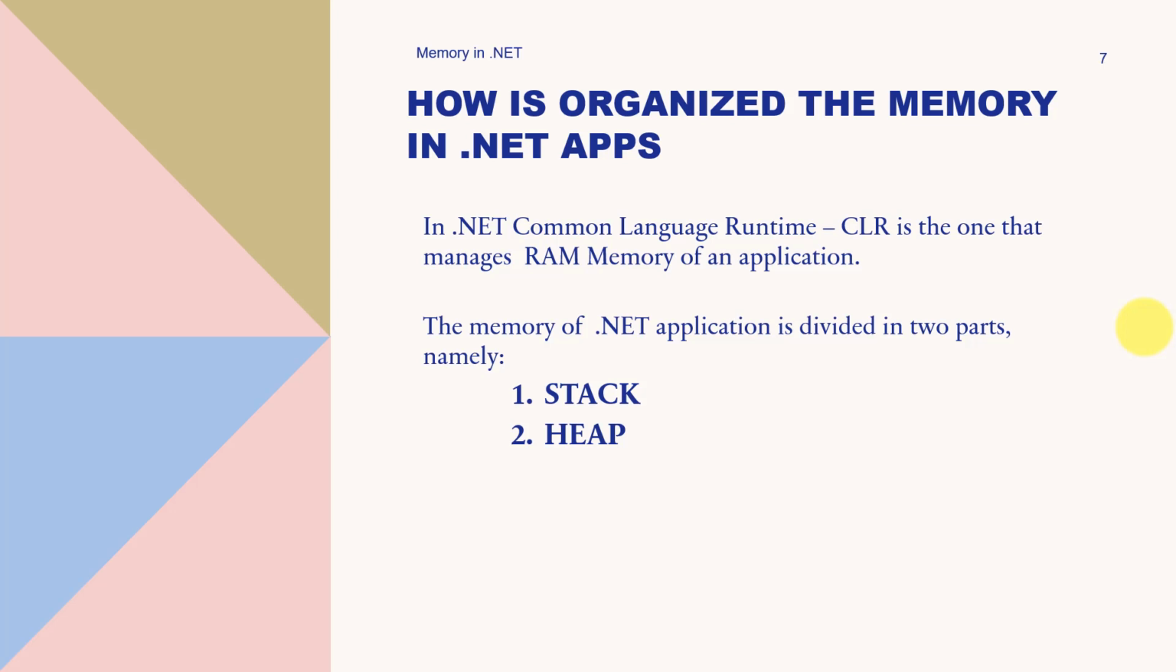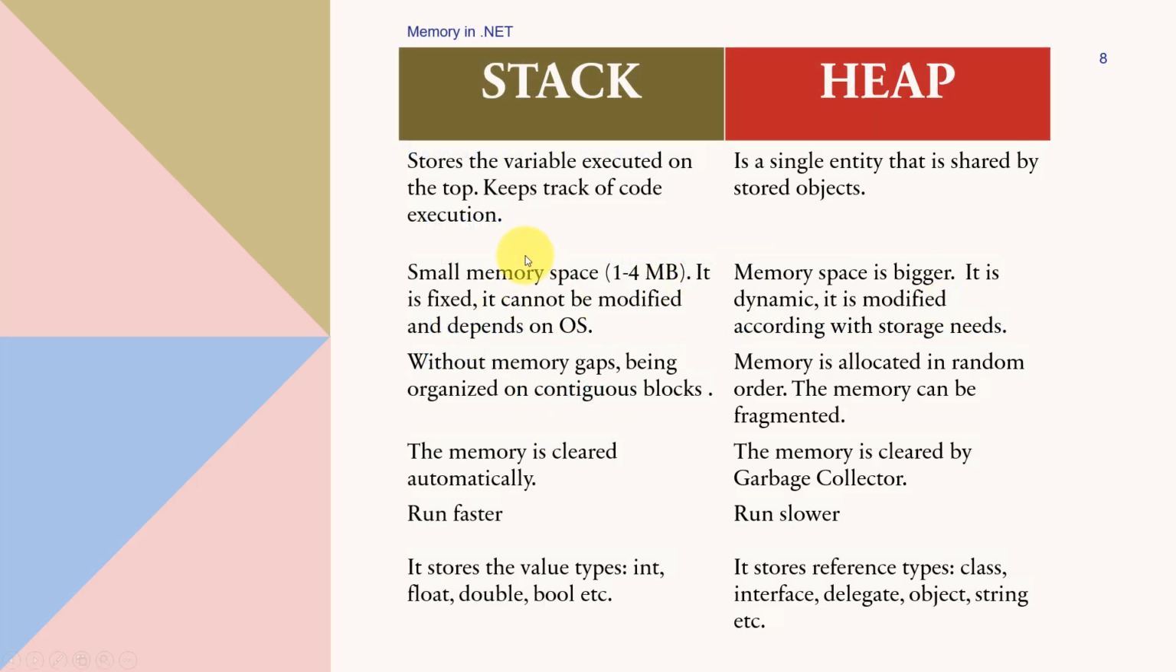In .NET, the Common Language Runtime, or CLR, is the one that manages the RAM memory of an application. The memory of a .NET application is divided into two parts, namely Stack and Heap. Now here you can see the difference between Stack and Heap memory. Stack stores the variable executed on the top. Actually, Stack keeps track of code execution. The Stack memory is organized based on the LIFO strategy, last in, first out, while Heap is a single entity that is shared by stored objects.